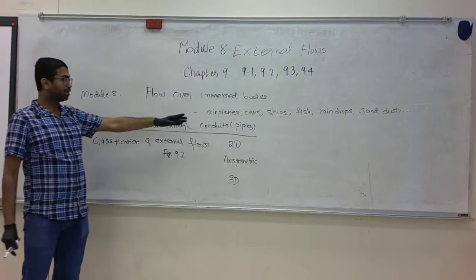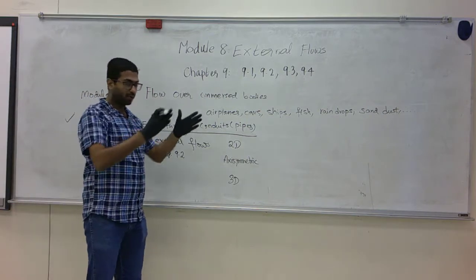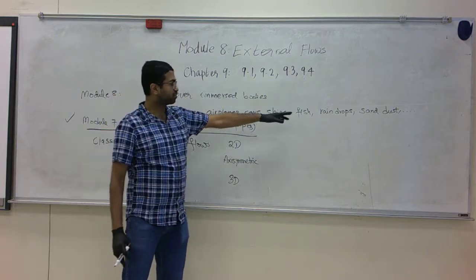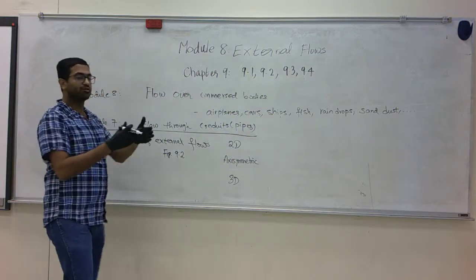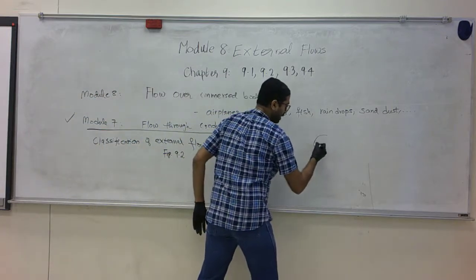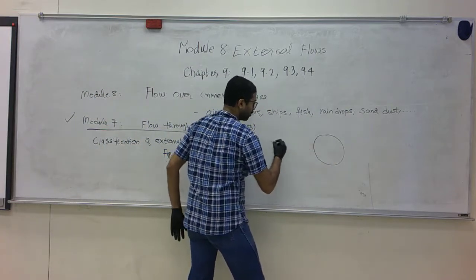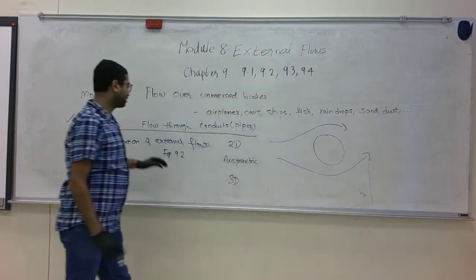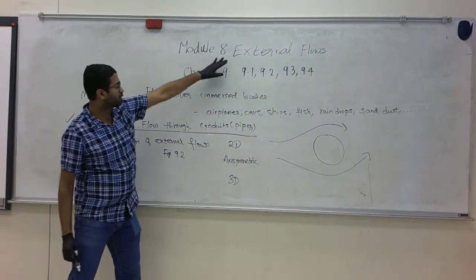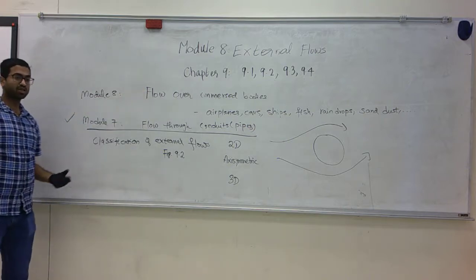These could be examples like airplanes, flow around aeroplanes, cars, ships, fish, raindrops, sand, anything over which the flow goes around. So if you have an object, if you have a flow that is going around an object, that's what we would refer to as external flows or flow over immersed bodies.